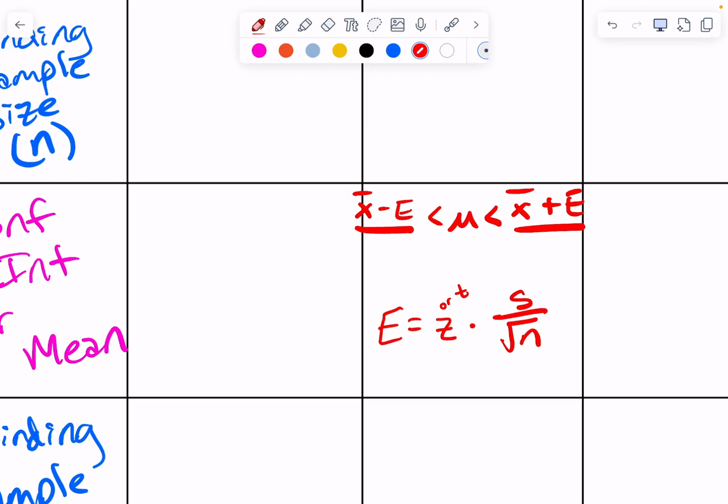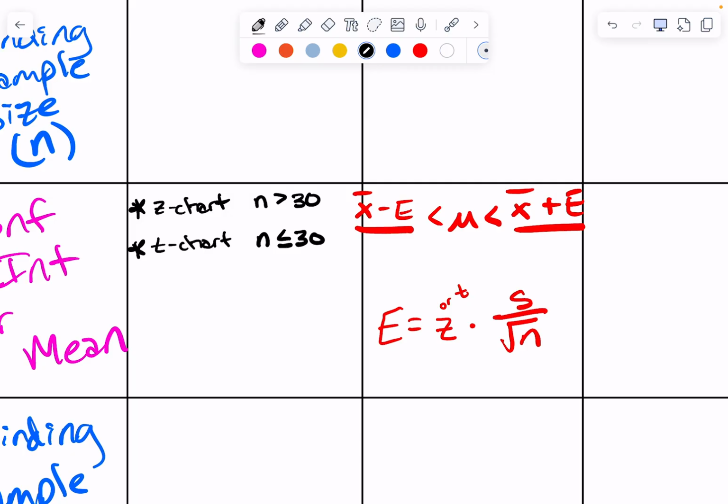So we've got to put over here when to use the Z chart and when to use the T chart. I know it has something to do with whether we know the population standard deviation, but I'm not going to worry about that or give you any of those. I'm going to say that if n is greater than 30, we use the Z chart, and if n is less than or equal to 30, we use the T chart.